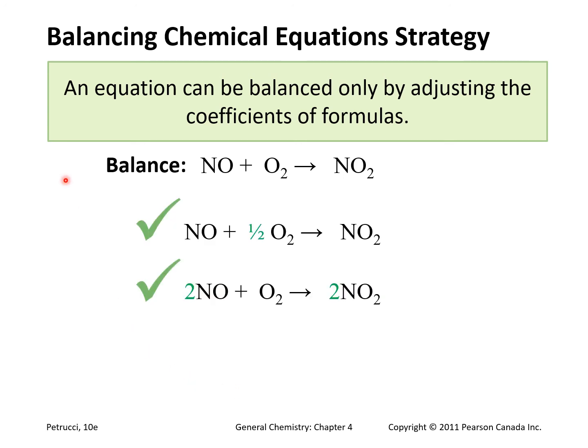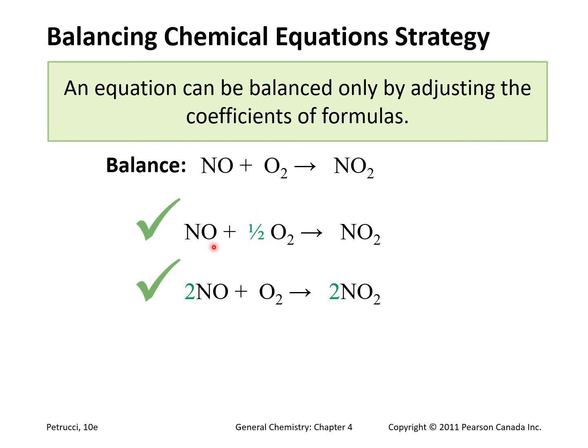What can we do? We can adjust the stoichiometric coefficients in front of each of the compounds. So for example, you see here that there's 1 nitrogen on the left and 1 nitrogen on the right. The nitrogens are obviously balanced. However, if we look at the oxygens, we have 1 plus 2, 3 oxygens on the left, and 2 oxygens on the right. So what we could do is add the stoichiometric coefficient 1/2 in front of this oxygen.